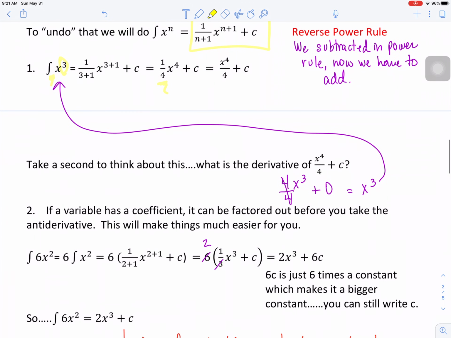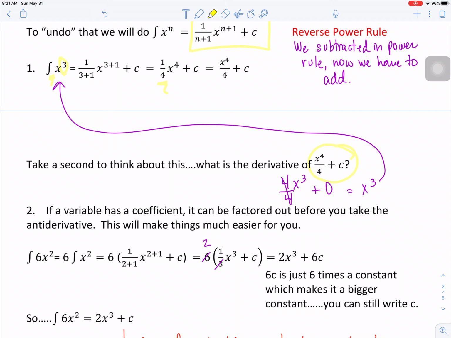Now, I know that's overwhelming. That takes a lot to digest. So I want you to think about it backwards. What's the derivative of what I got? What's the derivative of x to the 4th over 4?